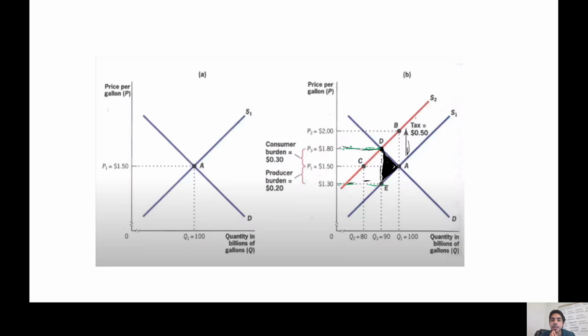There's a wedge, a tax wedge, and a tax wedge is essentially the difference between the price including the tax and the price after the tax. And so we shift the supply curve up by 50 cents, and then we can see the effects. We can see that this is $1.30, and this is $1.80.